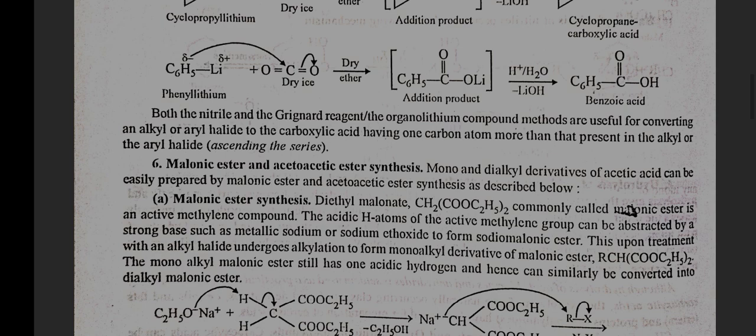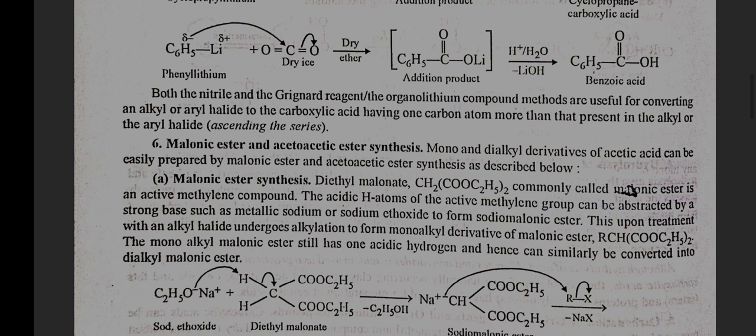Both the nitrile method and the Grignard reagent or organolithium compound methods are useful for converting an alkyl or aryl halide to the carboxylic acid having one carbon atom more than that present in the alkyl or aryl halide.